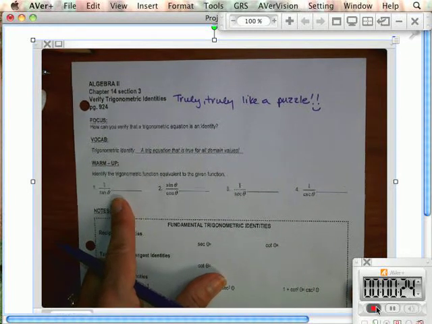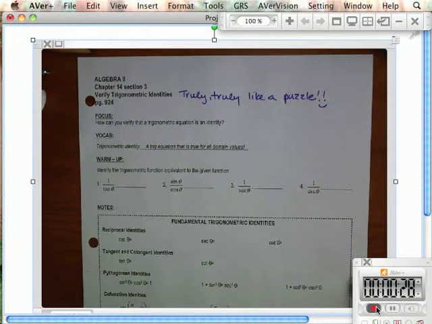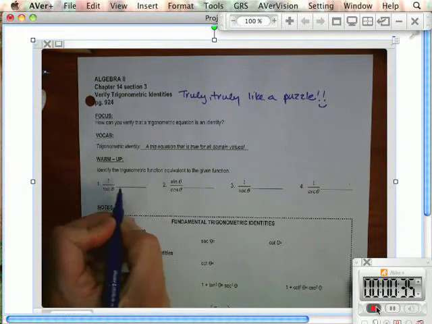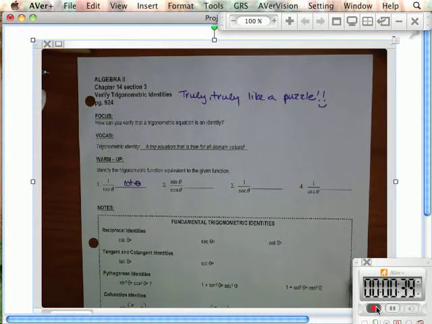Now, do you remember what this is equal to? 1 over the tangent of theta is equal to, does anybody know? Cotangent of theta. It is. And I'll show you more of that in a second.